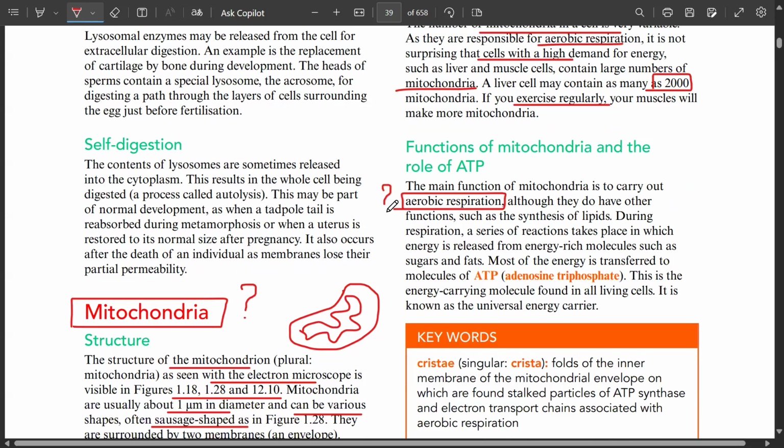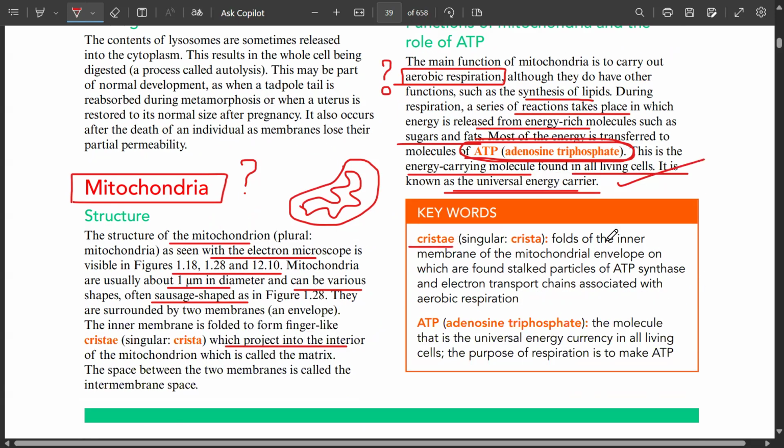Any idea what was the equation for aerobic respiration that you studied in IGCSE? Oxygen plus glucose produces carbon dioxide and water. Good. Although they have other functions as well, now this is something new. Synthesis of lipids. A series of reactions take place in which energy is released from energy-rich molecules such as sugars and fats, and most of the energy is transferred to ATP, adenosine triphosphate. This is the energy carrying molecule found in all living cells, and it is known as the universal energy carrier.